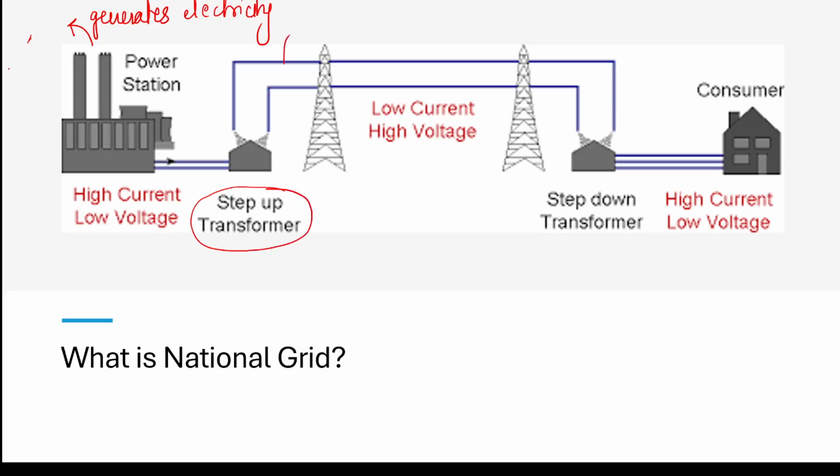Then we have these cables that transmit electricity from the power station to the homes. Then these towers that you can see, they are called pylons. And then you have a step down transformer and then the consumer. So sometimes the questions would be like, what is a national grid? What are the components of national grid? So it is just an interconnected network that is connected to a power station and to the end consumer.